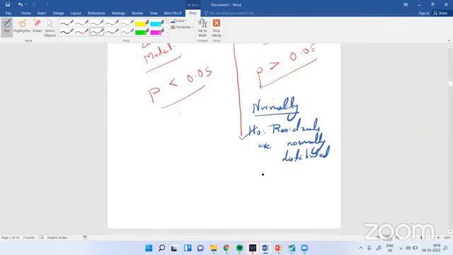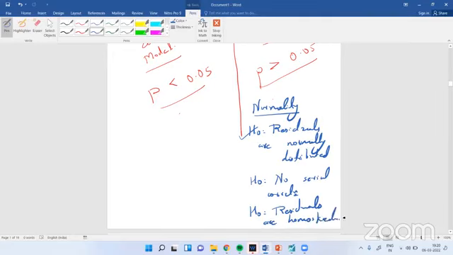In case of autocorrelation, null is no serial correlation found. And in case of heteroscedasticity, residuals are homoscedastic. And this is the reason we require p-value in case of residuals to be more than 0.05. Is it clear? Say yes or no in the chat box.